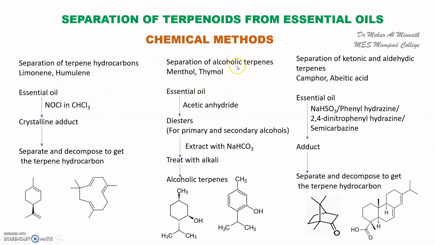So if you have these types of terpenes in your essential oil, you can go for any of these methods. Or all these methods, one by one you can go. First you can separate the terpene hydrocarbon, then you can separate the alcoholic terpenes, and then you can go for the separation of ketonic and aldehydic terpenes or terpenes containing carbonyl group. Essential oil, we can adopt any of these chemical methods. Coming to the physical methods, we basically go for two methods, that is fractional distillation and chromatographic method.